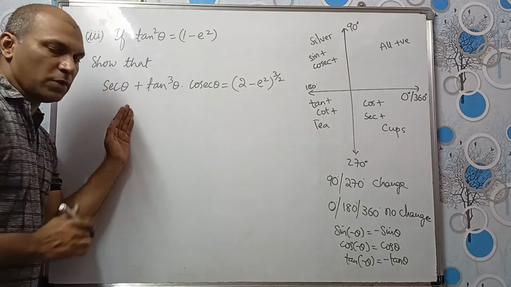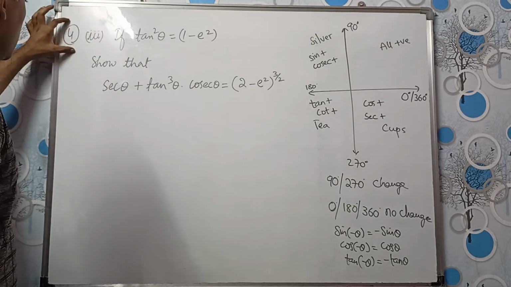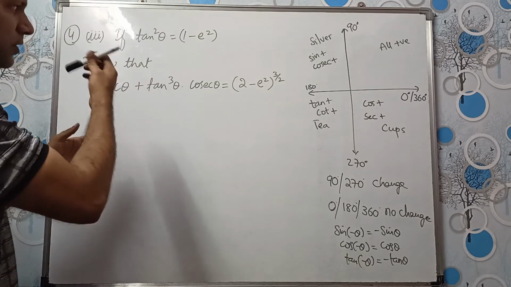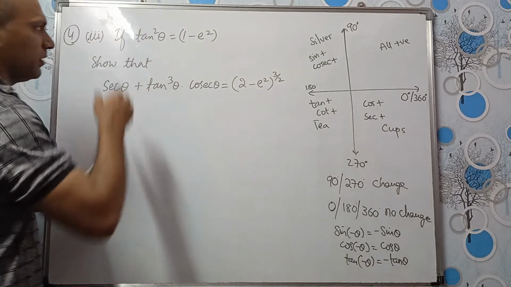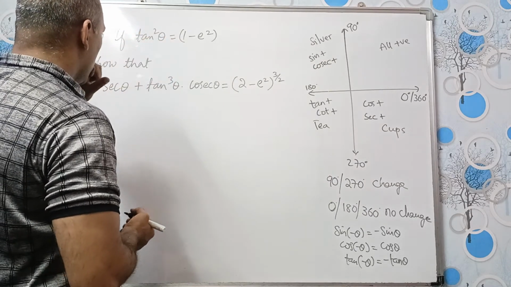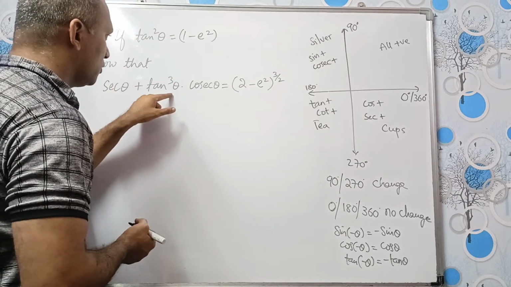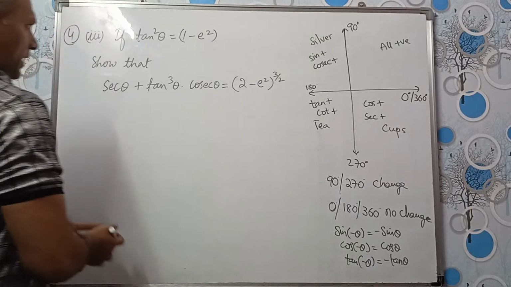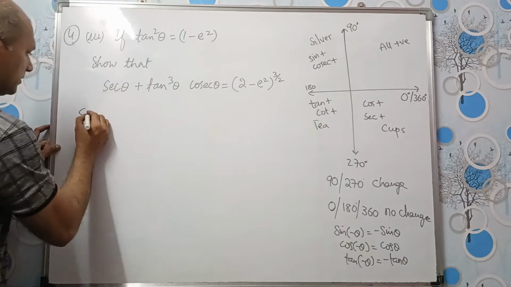Okay. This will be the last problem in this video. See, fourth problem, first and second bit, I have solved in the previous videos, okay? Because the concepts were the same, which I taught in the previous video. Okay, let us solve this. If tan² θ is 1 − e², show that (sec θ + tan³ θ)·cosec θ is this much. Okay. See, we have an identity.